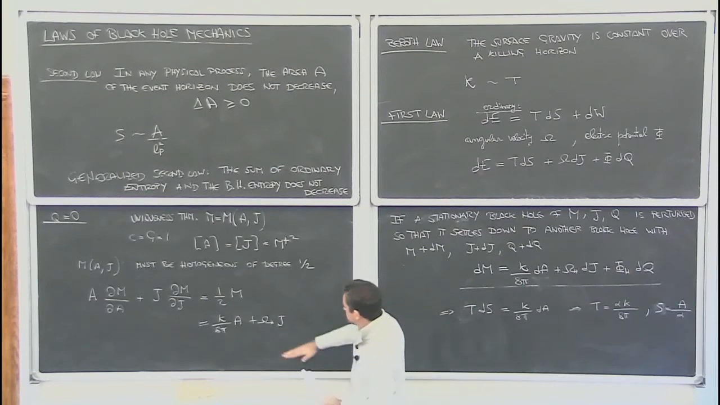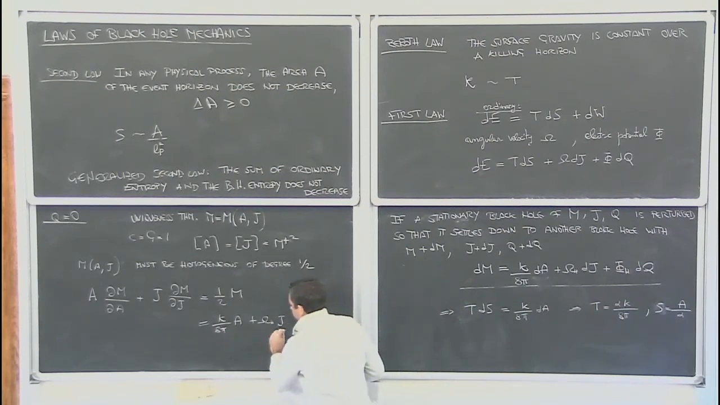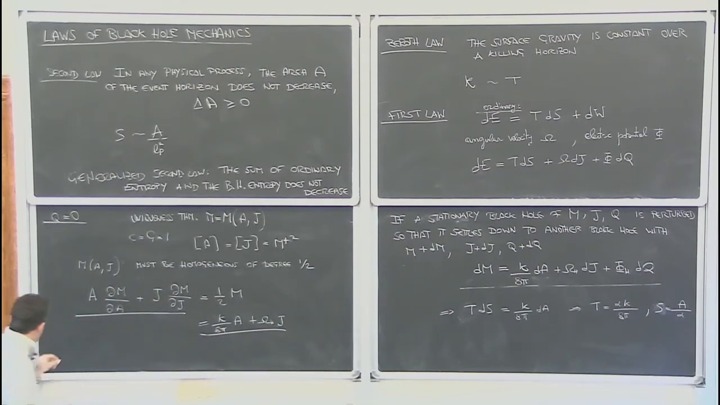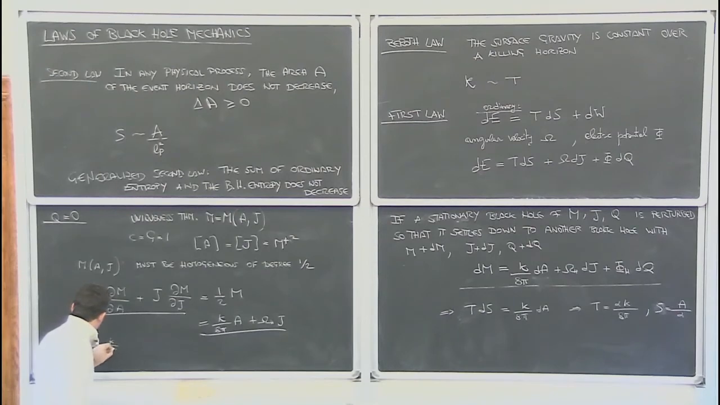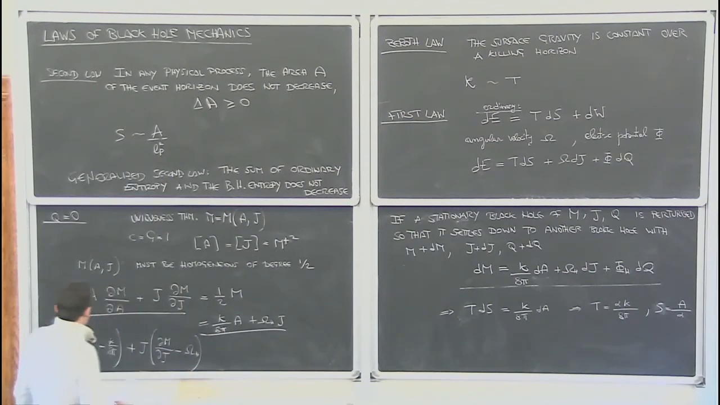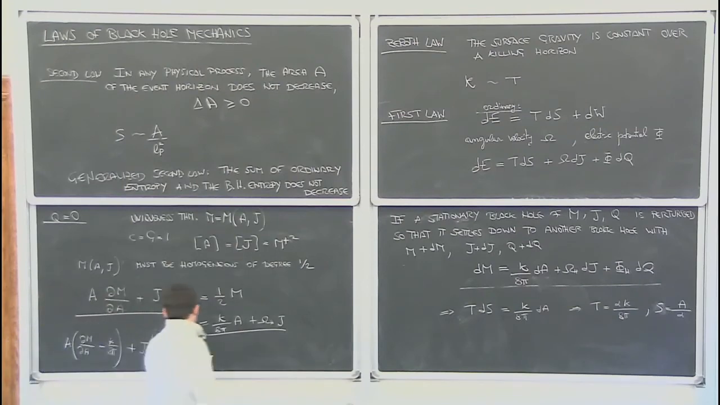So now let's compare what we have got here with this and rearrange a bit. So we have area times dm over dA minus kappa over 8 pi, plus j times dm over dj minus omega h. This must be 0.